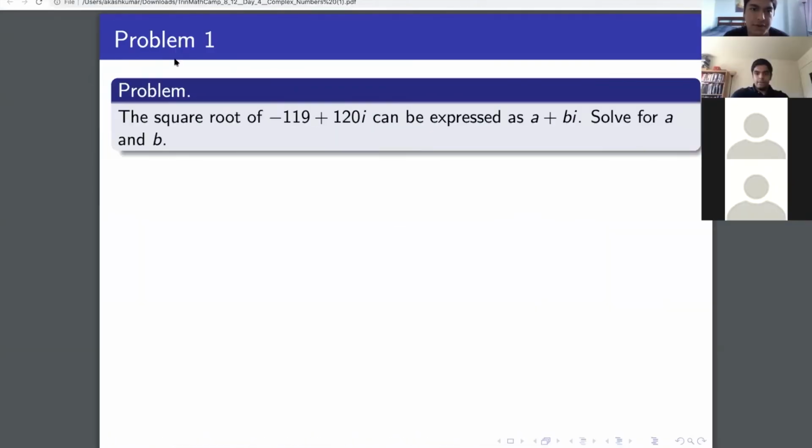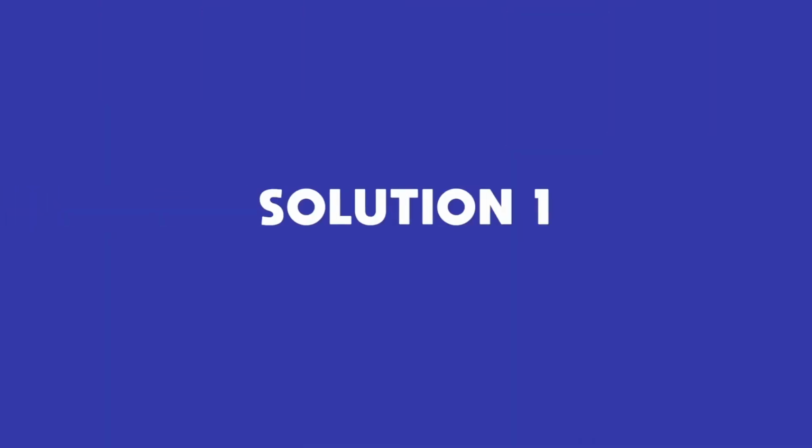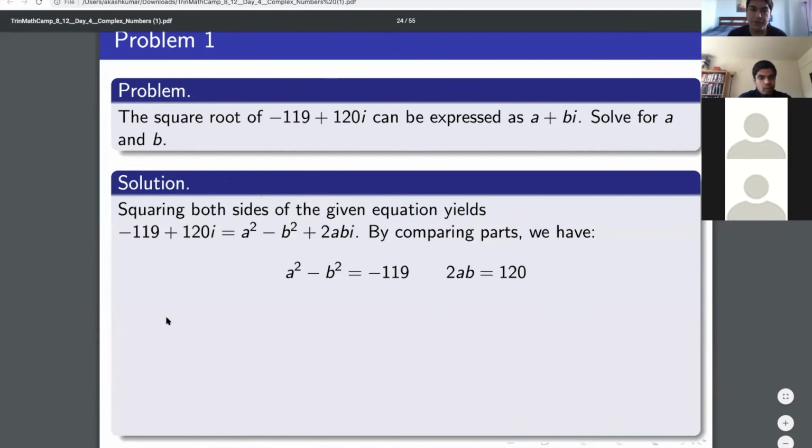So the square root of -119 plus 120i can be expressed as a plus bi. So again, here we mean that a and b are real, and what we want to do is solve for a and b. So as per the first hint, you definitely want to square both sides.